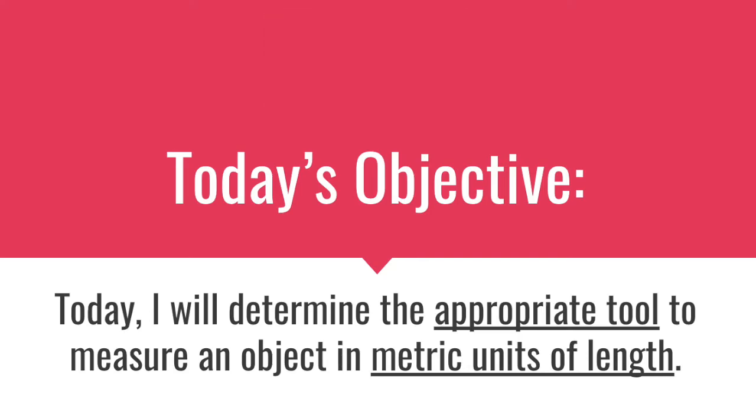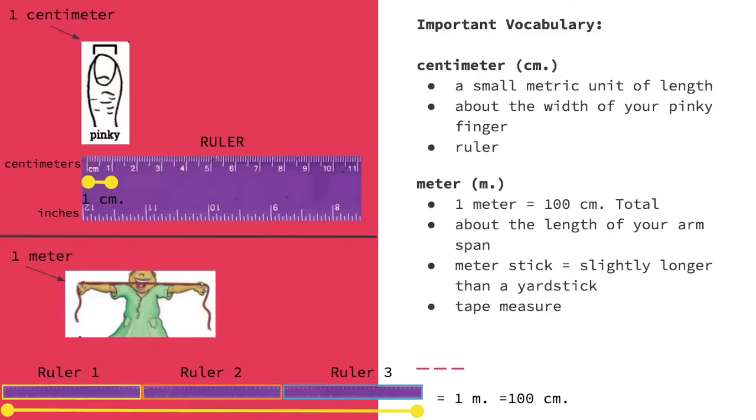Sounds great. Now it's time for us to go over our important vocabulary for today's lesson. The first word is centimeter. Can everybody say centimeter? Nice job. Centimeter can be abbreviated to cm period. Remember, an abbreviation is just a shortened way of writing something. A centimeter is a small metric unit of length. It's about the width of your pinky finger. And we measure centimeters using a ruler.